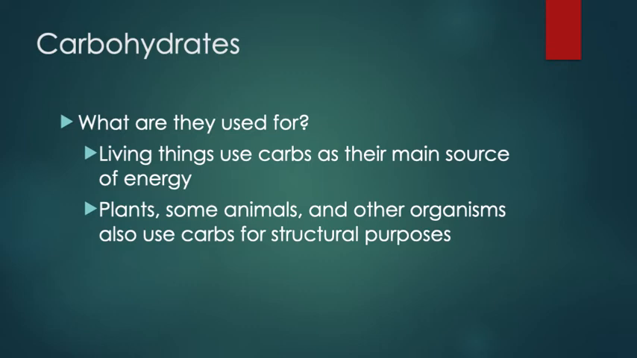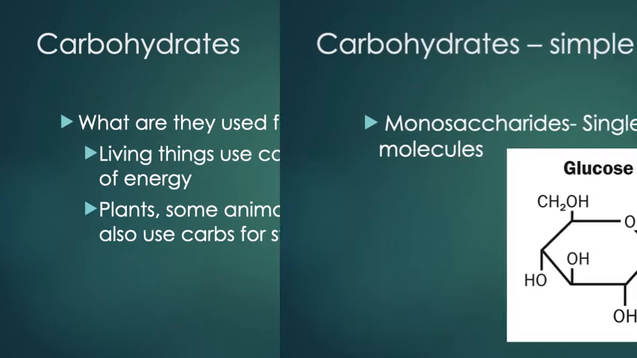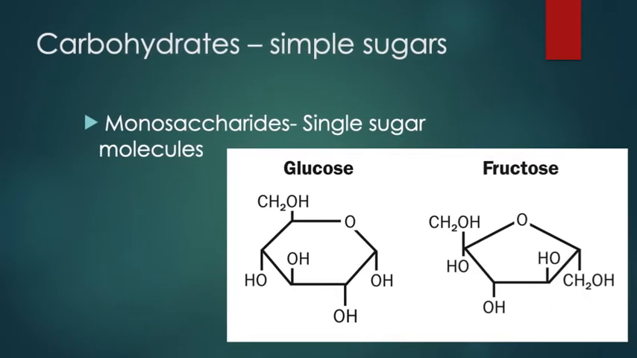Here's a picture of the monosaccharides, or the single sugar molecules, that are essentially what we would call a simple sugar or simple carbohydrate. So these are glucose and fructose, and you can see there's single little ring molecules there. Bunch of oxygens, hydrogens, those are carbons in that ring structure. These things can be bonded together to make larger carbohydrates.